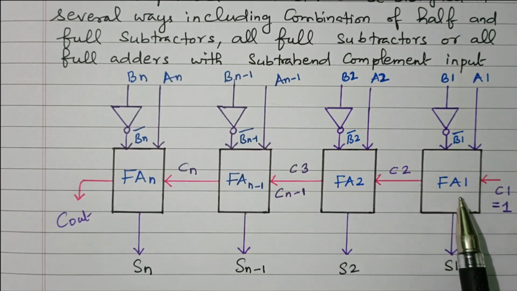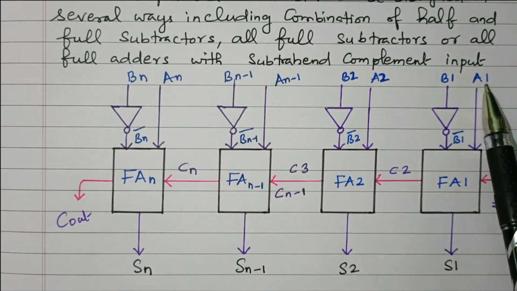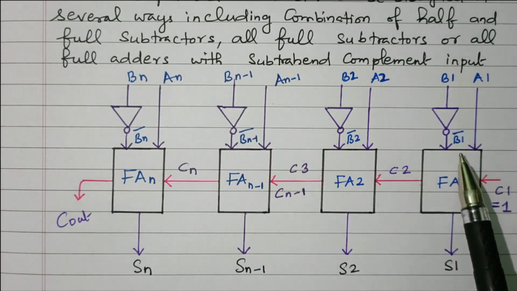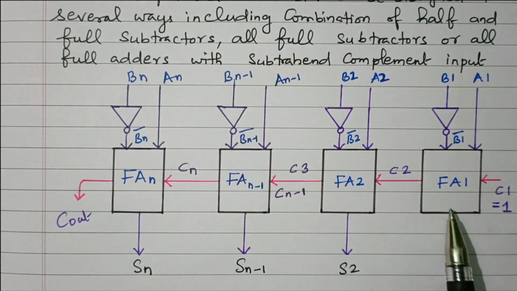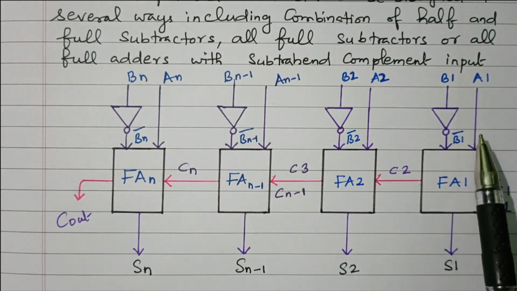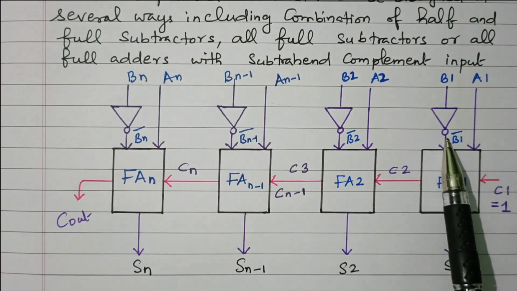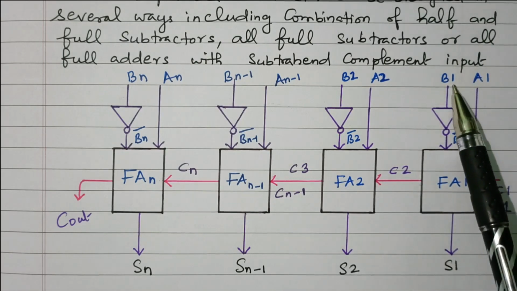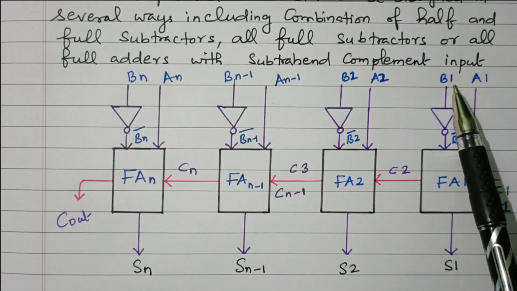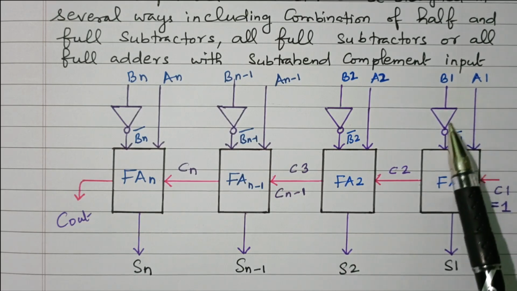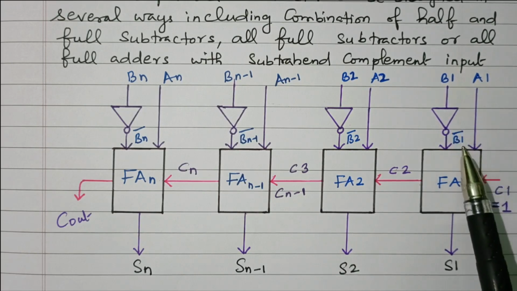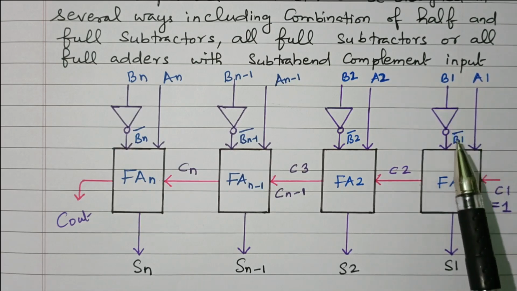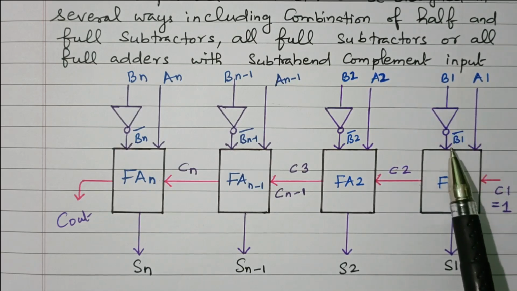But here we are going to add the first number with the complement of the second number, that is the 2's complement subtraction. The first number is added with the 2's complement of the second number, so that is equivalent to subtraction. The first number is given as it is. The first bit of the second number, B1, is given through the NOT gate. So B1 becomes B1 bar, the complement, that is equivalent to the 1's complement. 0 will be converted into 1, and 1 will be converted into 0.